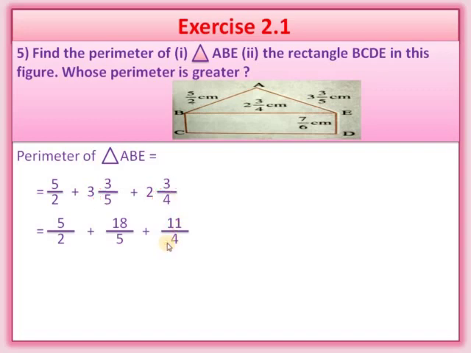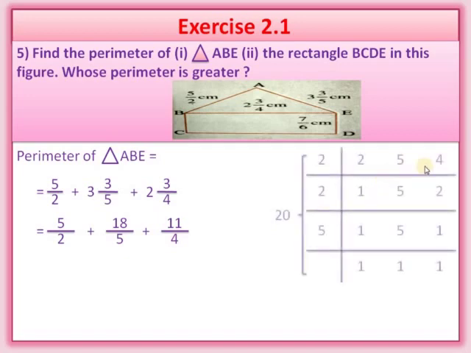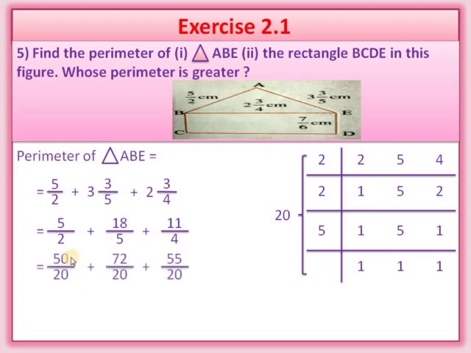Now here you can see 2, 5 and 4, all the denominators are not the same, so we are going to find out the LCM. So LCM is 20. Okay, clear? Now you can see how to get the answer. All the denominators are the same, 20, 20, 20, I have written. Now check it. This is a 2, right?